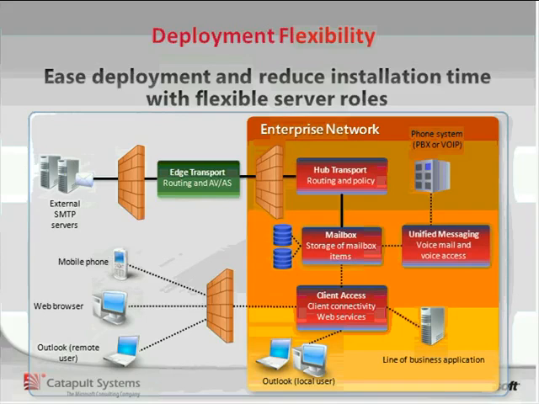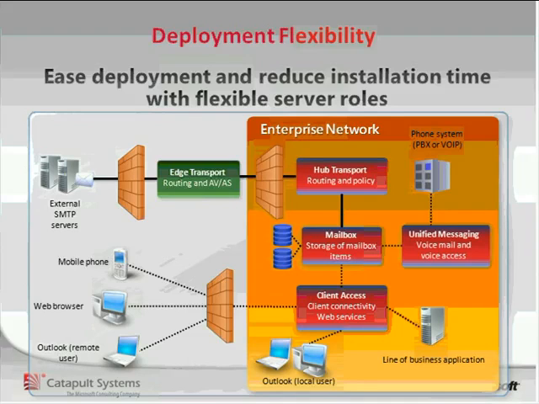You also gain the flexibility to deploy only the features and services necessary on a given server and manage accordingly. All server roles, with the exception of the edge transport server, can be deployed on a single server. So you can deploy mailbox server, client access, CAS, hub transport, and unified messaging all on a single server.